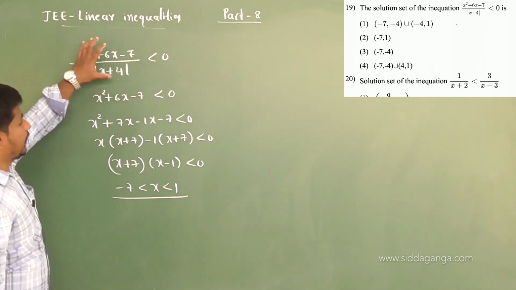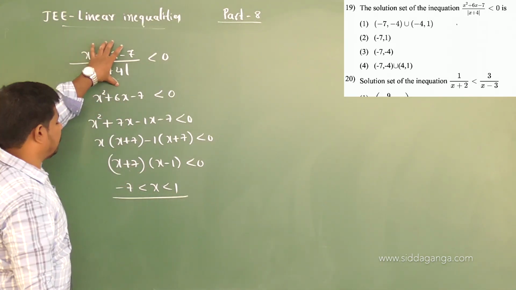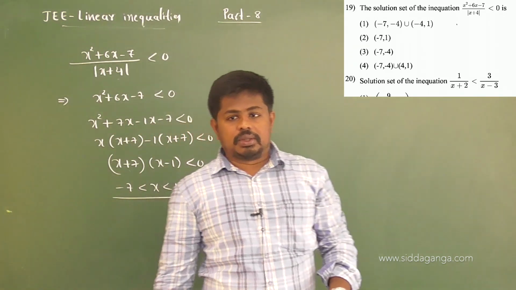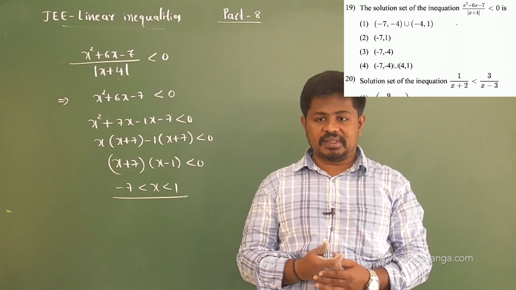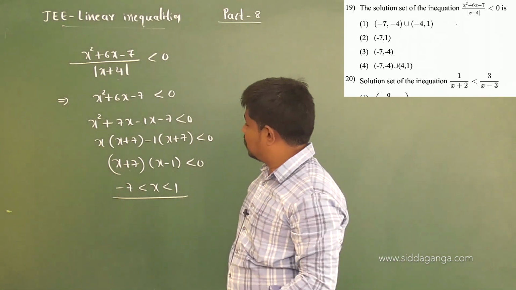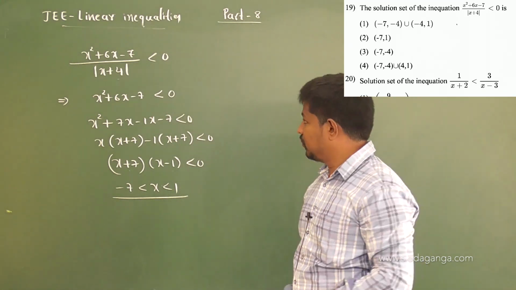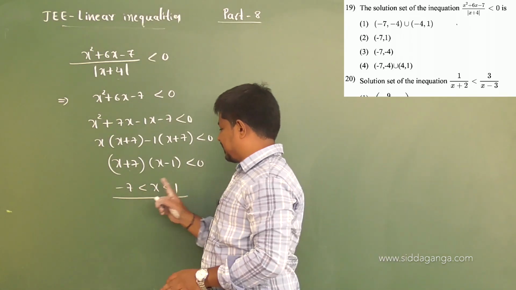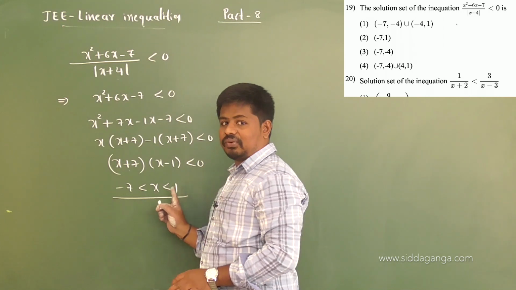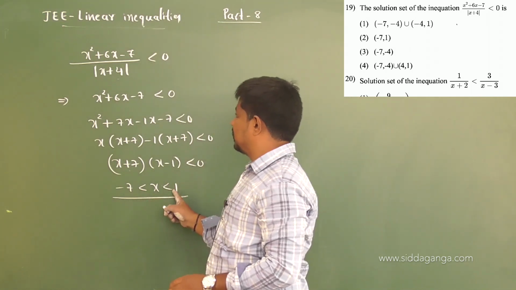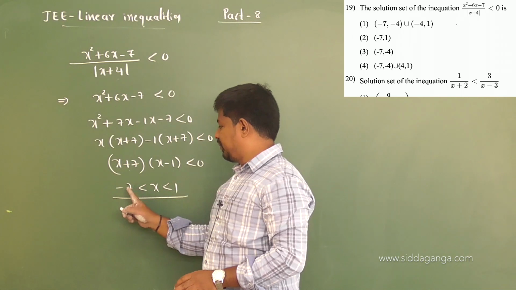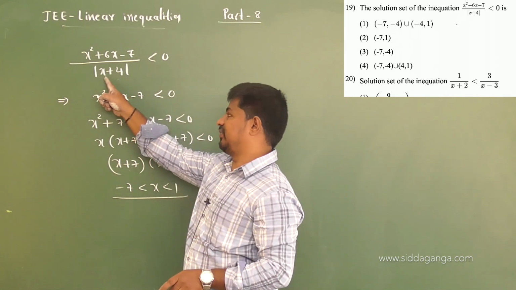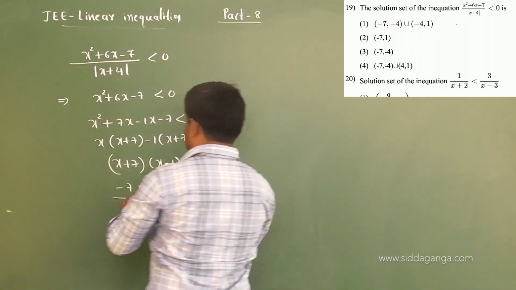This is always negative when x lies between minus 7 to plus 1. So, option 2 is the correct one. Sorry, option 2 is not the correct one, because in between minus 7 and 1 you get minus 4, no? Minus 4 comes in between minus 7 and 1. So, whenever minus 4 comes, this is not defined. So, you have to neglect that.